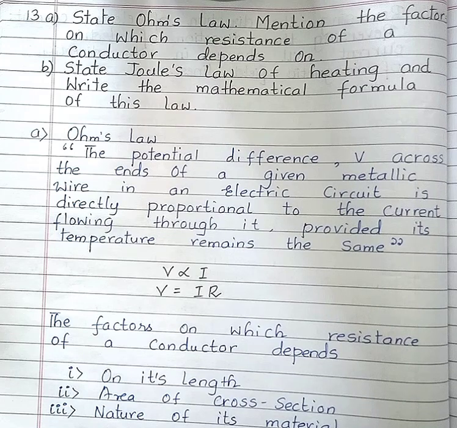Answer A. Ohm's law. The potential difference V across the ends of a given metallic wire in an electric circuit is directly proportional to the current flowing through it, provided its temperature remains the same. V is directly proportional to I, or V equals I into R.